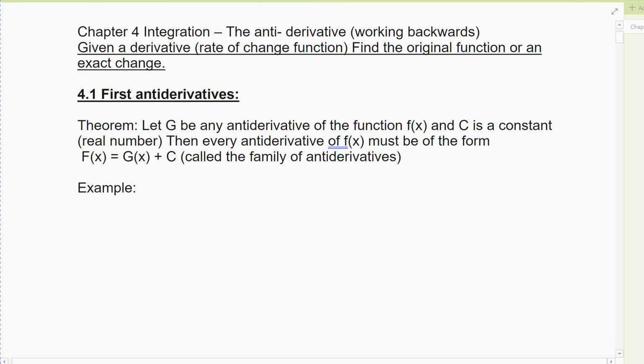All right, in chapter 4, we're going to switch gears here, and we're going to do integration, which is antiderivatives or working backwards. Given a derivative, working backwards to the original function. Given a rate of change, I can work backwards to the original. If I have a change in cost per year, I can get back to the cost function.